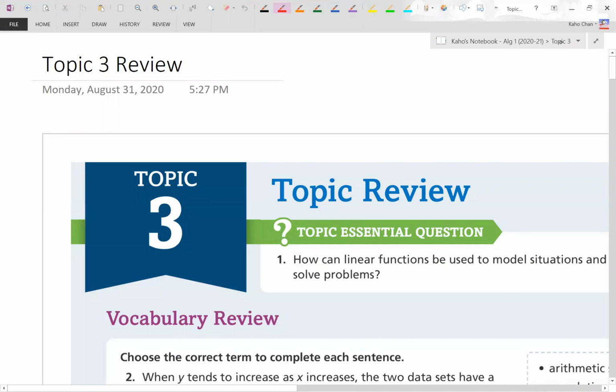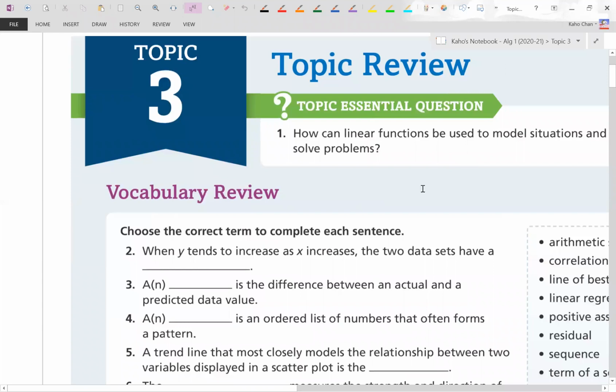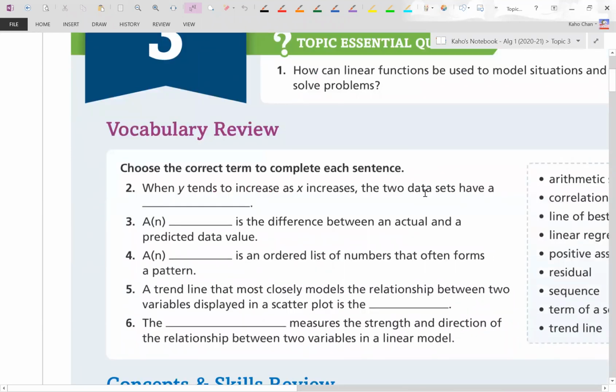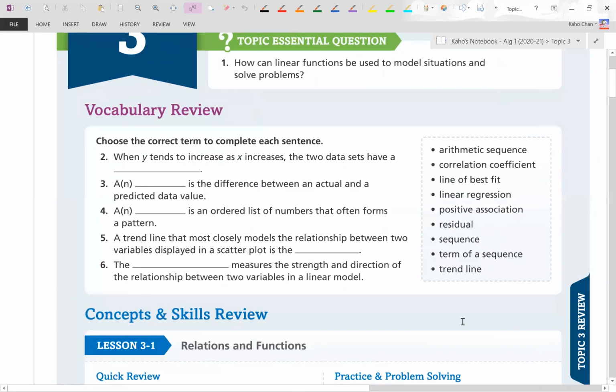This particular review is only going to cover 3 sections. They are 3.1, 3.2, and 3.5. The other sections have been glossed over. So starting on page 135, we have some vocabulary here. And we're actually going to answer 2 of the questions. They are number 2 and number 5. The other ones are not related to those 3 sections.